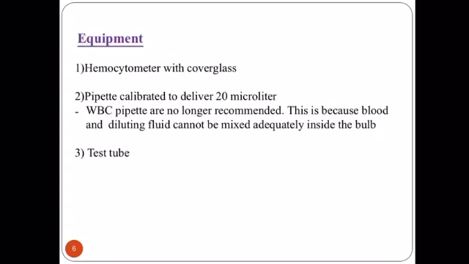Equipment used: first, a hemocytometer with a cover glass. Second, a pipette calibrated to deliver 20 microliters. The WBC pipette is no longer recommended, because the blood and diluting fluid cannot be mixed adequately inside the bulb. So the WBC pipette is not recommended nowadays, and we mix the blood sample with a diluent in a test tube.